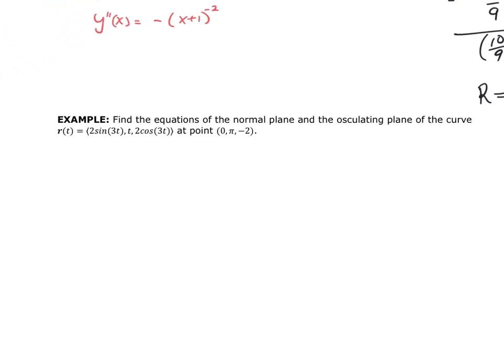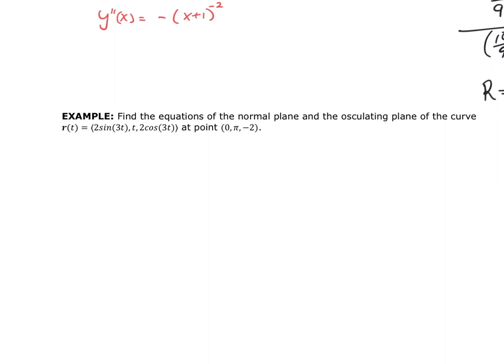Let's take a look at this one. We find the equation of the normal plane and the osculating plane of the curve at that given point. The first thing we're going to do is figure out what the t value is, just like I did before. I know that this has to equal this, this has to equal this, and this middle term I almost left out has to equal this. Oh, that's nice. That tells me that t is equal to pi, that middle one. So I know what my t is.